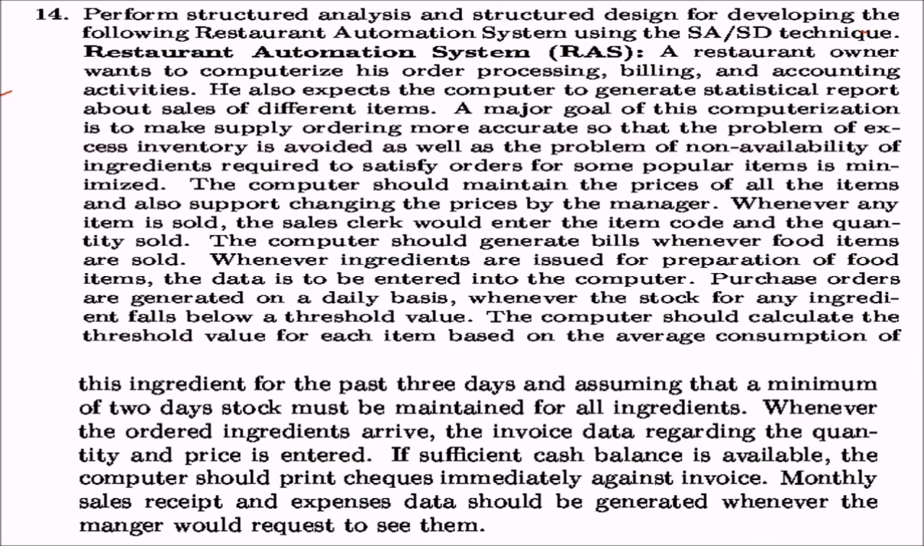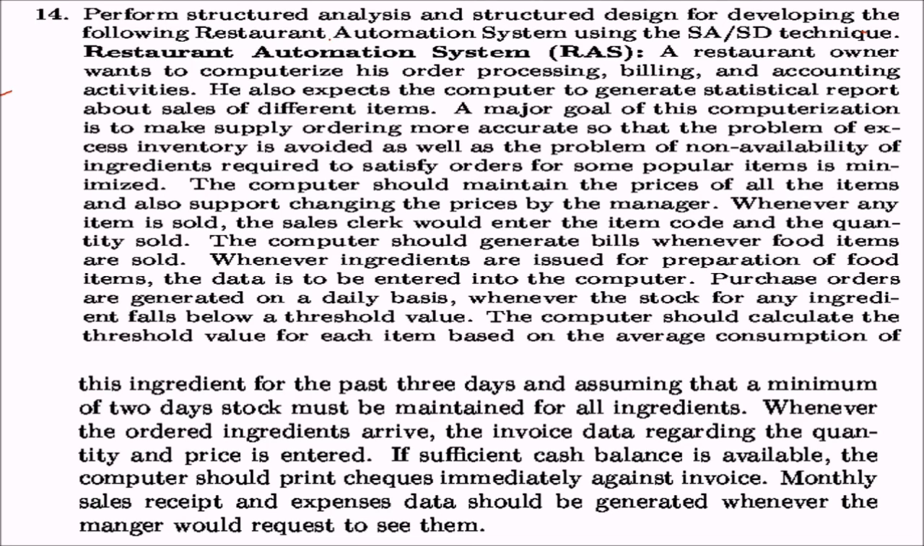A restaurant owner wants to computerize his order processing, billing, and accounting activities. He also expects the computer to generate statistical reports about sales of different items. A major goal of this computerization is to make supply ordering more accurate, so that the problem of excess inventory is avoided, as well as the problem of non-availability of ingredients required to satisfy orders for some popular items is minimized. The computer should maintain the prices of all the items and also support changing the prices by the manager. Whenever any item is sold, the sales clerk should enter the item code and the quantity sold. The computer should generate bills whenever food items are sold.